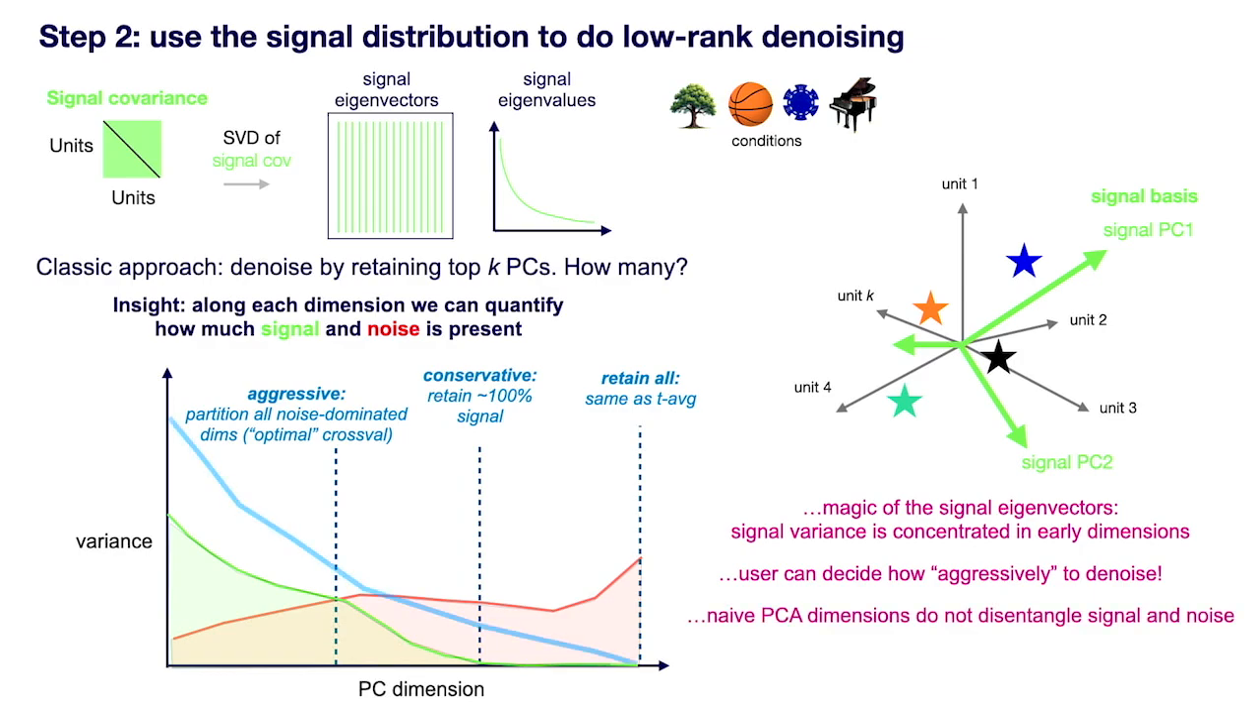Importantly, the dimensions you get from naive PCA applied to trial average data would not give you this benefit of disentangling signal and noise, and the early dimensions are much more likely to be dominated by noise. And I'll show you an example of this later.